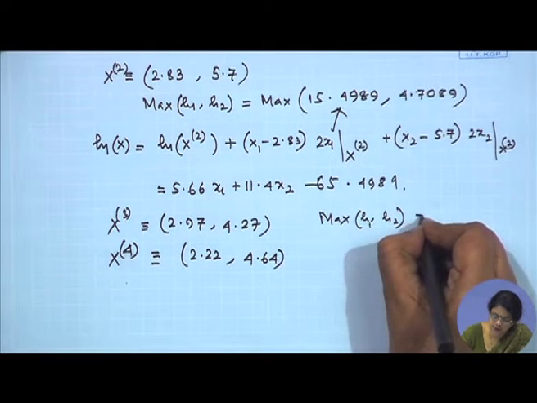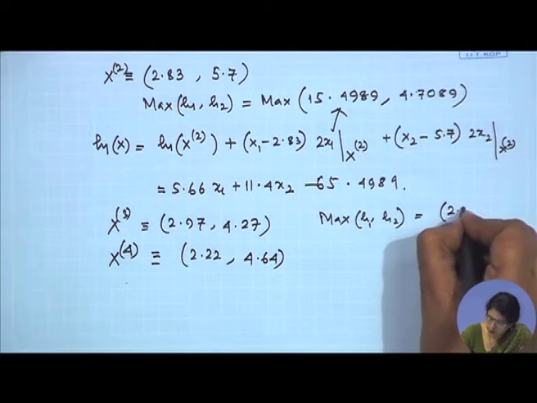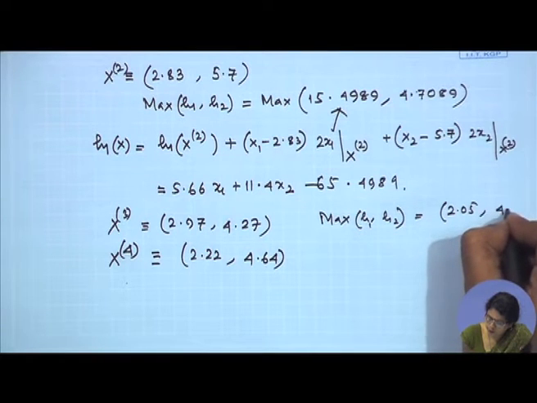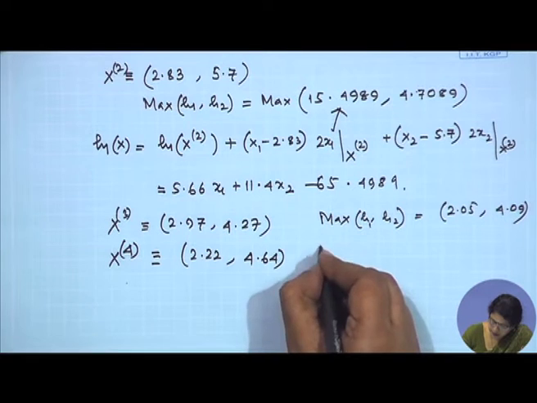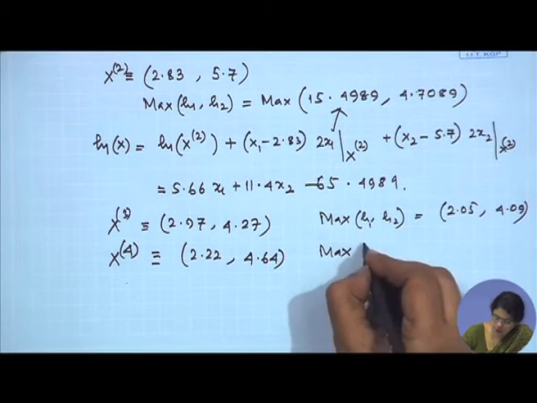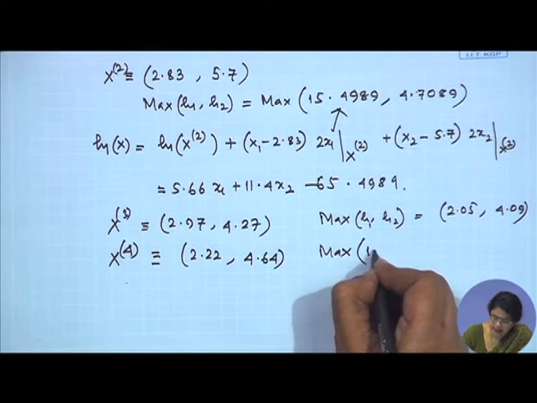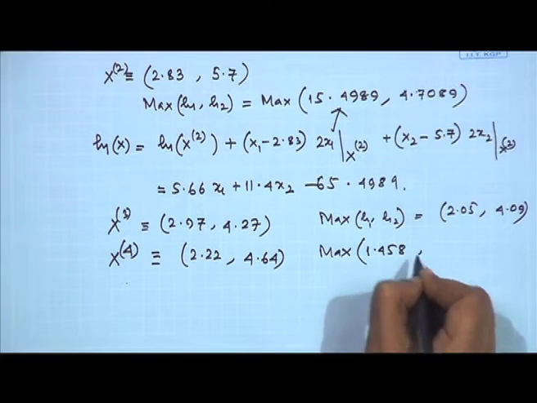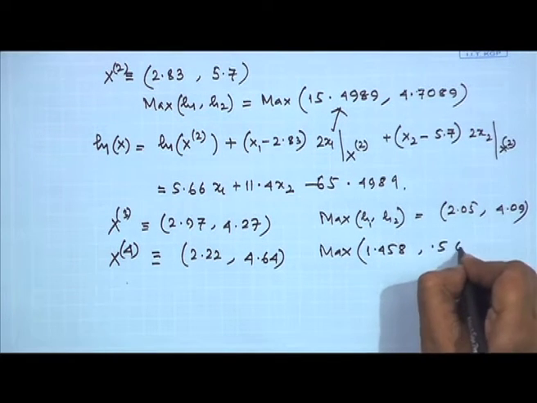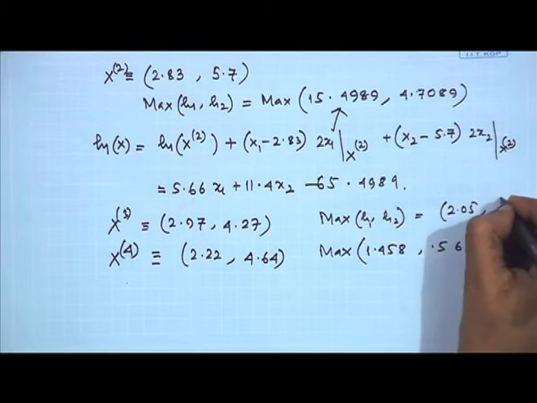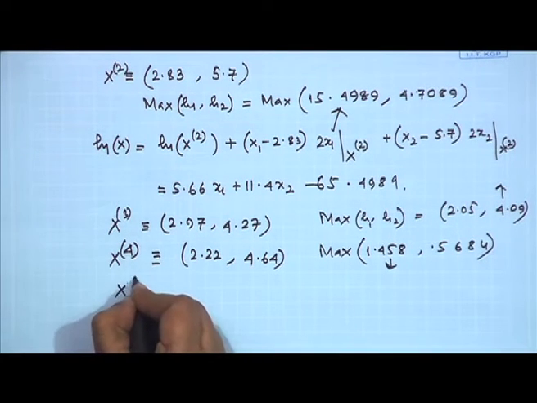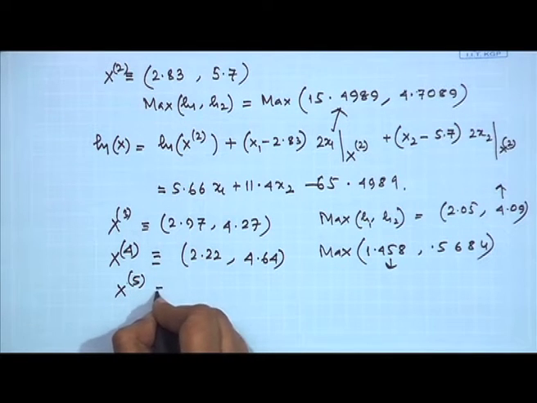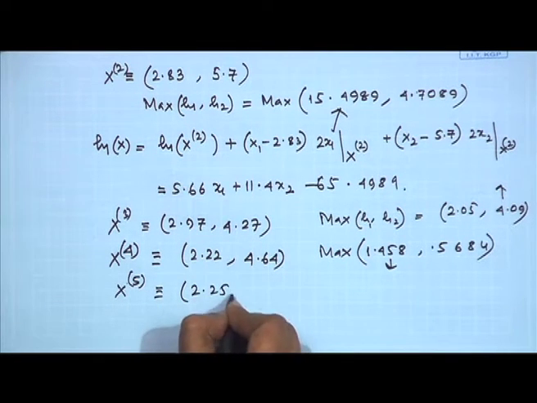At this point, h1 value will come 2.05, 4.09. The values are reducing. At this point, the values are coming as 458.5684. Here I have to include that. Then I will get x5 as 2.25.